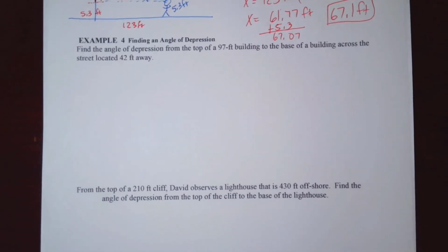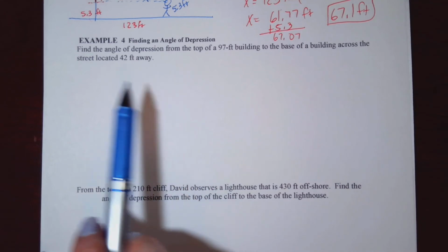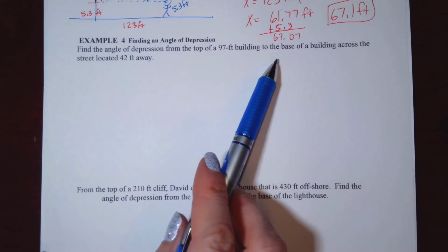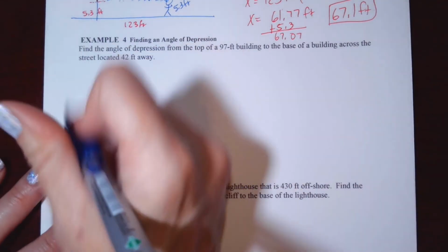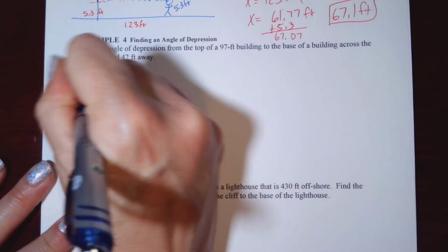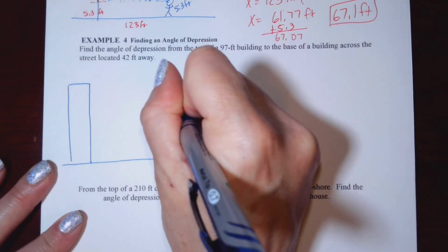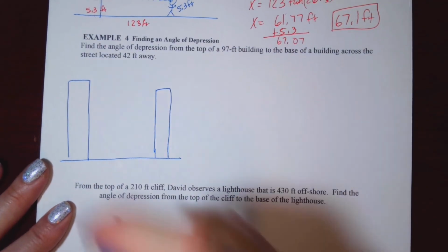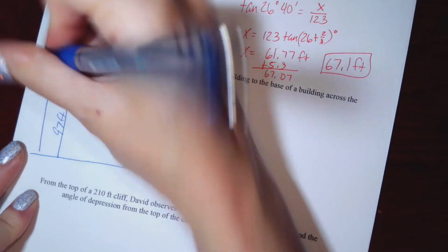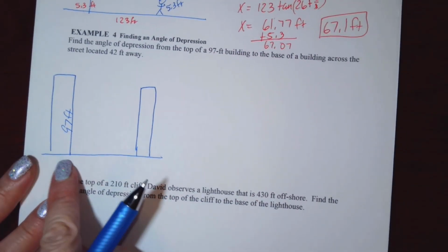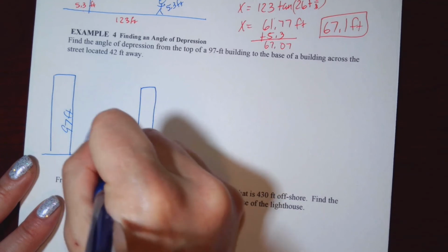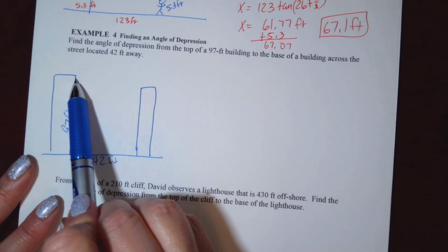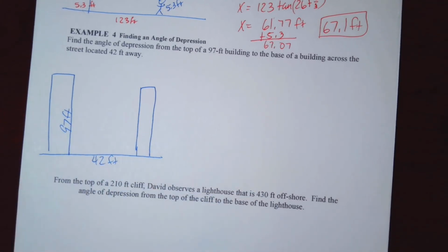Okay, angles of depression. We've got 2 examples of angles of depression and then we're done for this section. Find the angle of depression from the top of a 97-foot building to the base of a building across the street. Alright, so we've got 2 buildings across the street from each other, and we don't care how tall they are in relation to each other. We know that this building that we're measuring from the top of is 97 feet tall. This building is 42 feet away.